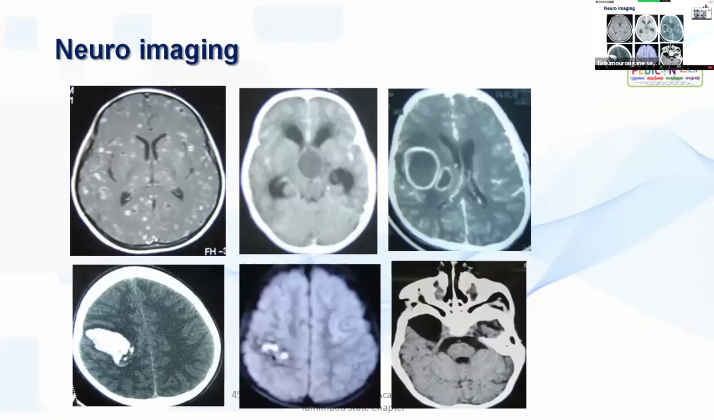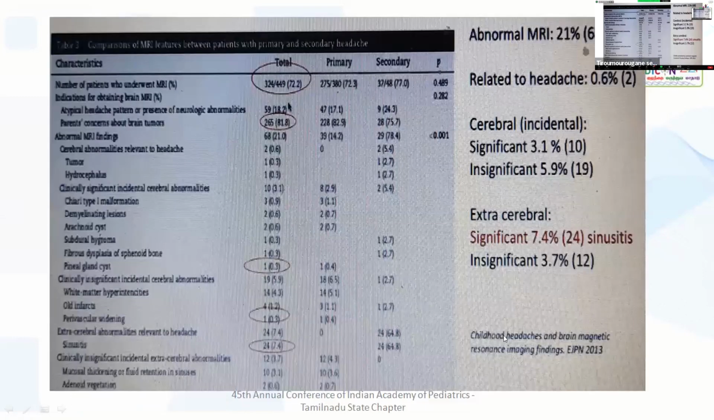So these are some of the imaging features. The first picture is generalized neurocysticercosis with a starry sky appearance. The second shows a colloid cyst in the third ventricle causing obstructive hydrocephalus. Then multiple cerebral abscesses in a child with underlying congenital cyanotic heart disease. A leukemic child presenting with headache shows an intracerebral bleed. A child with a headache shows an MRI with an underlying AVM. Sometimes we may find incidental findings, as in this child who shows an arachnoid cyst in the right temporal region.